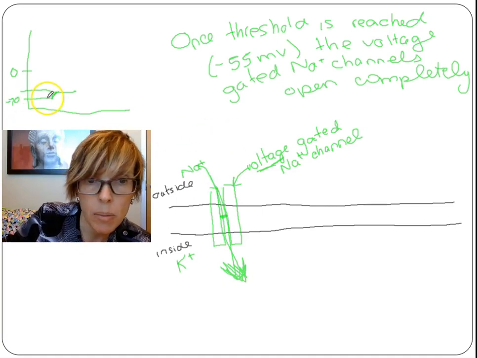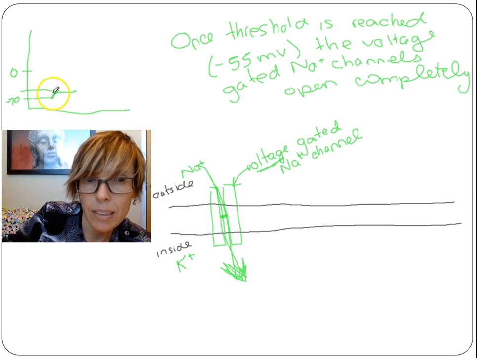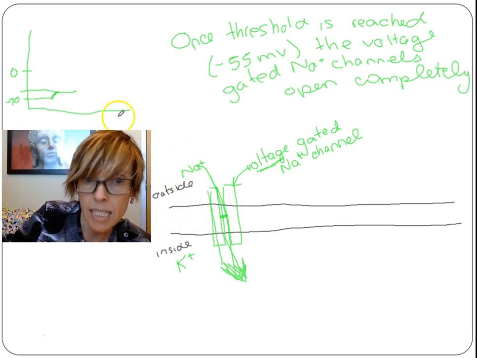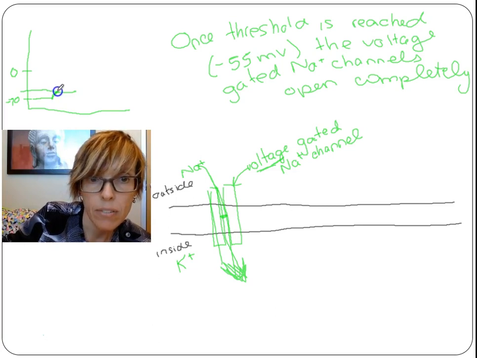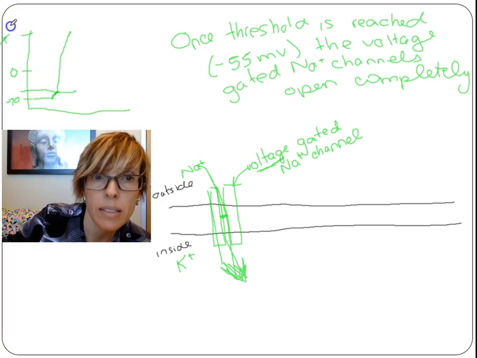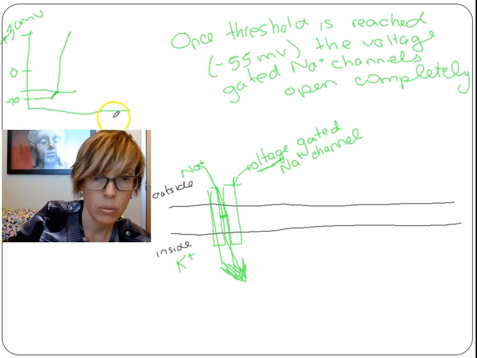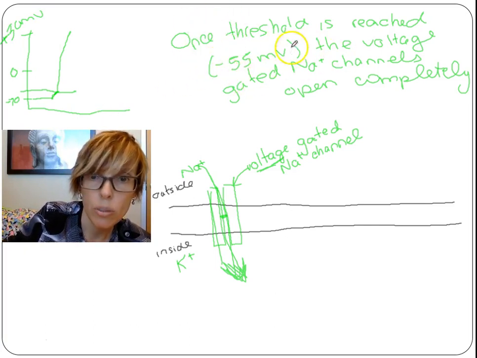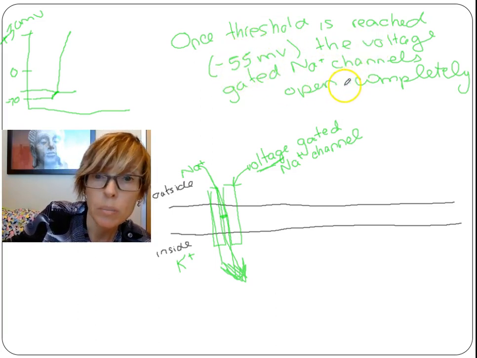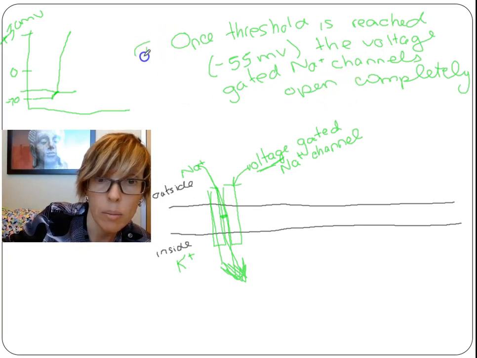So again, we have some stimulus come in, these channels open a little, it hits this threshold, boom, they're blown open. So now all of a sudden, all this positive charge is coming into the cell. If we're looking at a graph, we go from this negative 55 millivolts and quickly rise up into the positive range, and we're actually going to reach up to positive 30 millivolts. Okay, hopefully that makes sense. So once threshold is reached, once negative 55 millivolts is reached by whatever that stimulus is, the voltage gated sodium channels open completely. So this is step one.